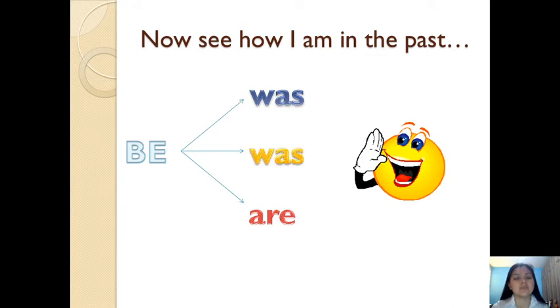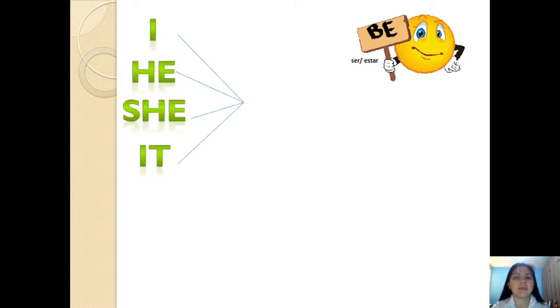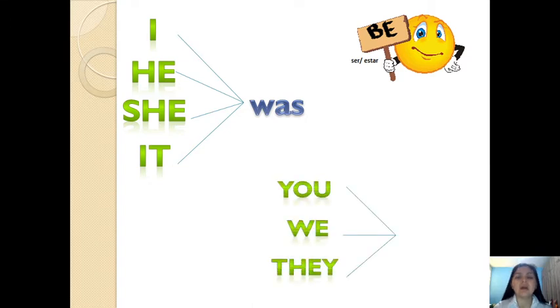Was, again, and were. What is the difference? We will check right now. For I, he, she, and it, yes, remember that he, she, and it is the third person, we will use was, okay? And for you, we, and they, remember that you, we, and they are in plural, we will use were.